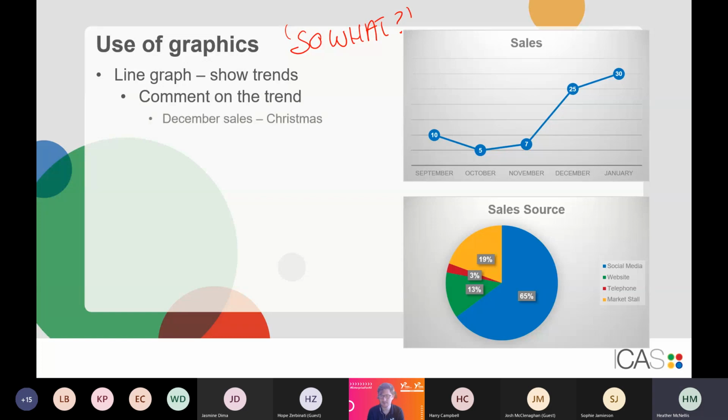Okay, comment on the trend. Well, for example, here, you can see that sales have spiked in December. That was due to Christmas. Everybody wanted to buy my hairbands for Christmas, as gifts for all their friends and their family.